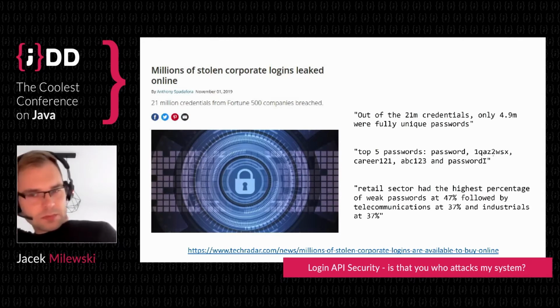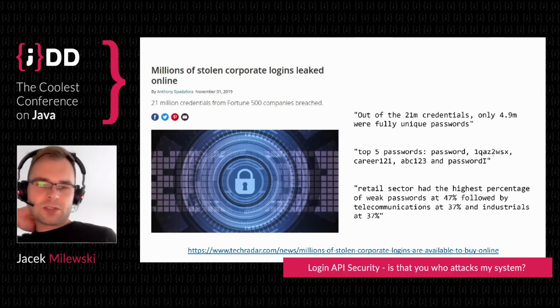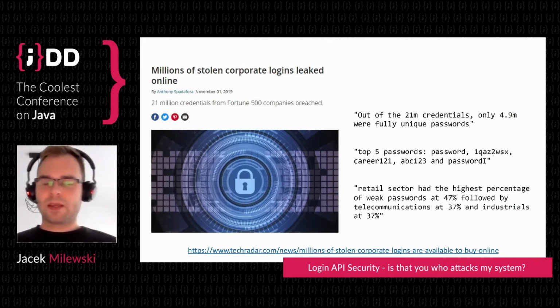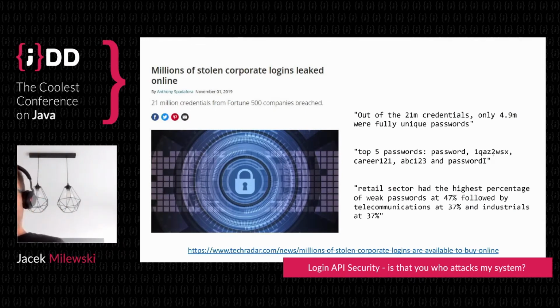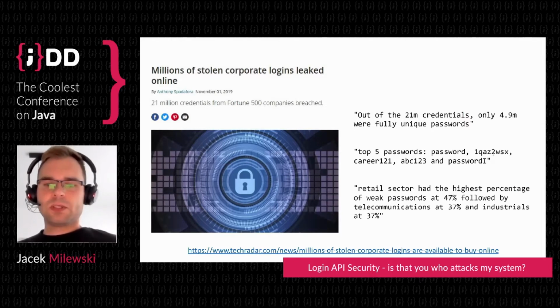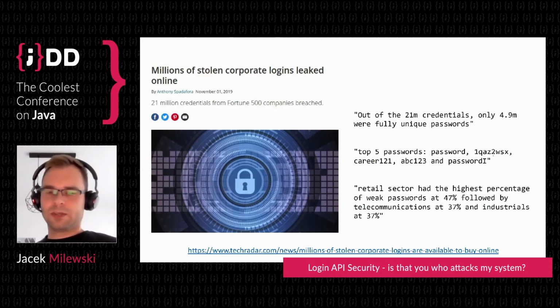What is alarming? Maybe for you also, but for me personally, we as a retail company might be affected by weak passwords. In this article, the author says that 47% of passwords are weak in the retail sector. It is not specified what it means to have a weak password. But we measured this number in our system, and for us, this number is very low. It doesn't reflect the value stated in this article, but still it happens, right?